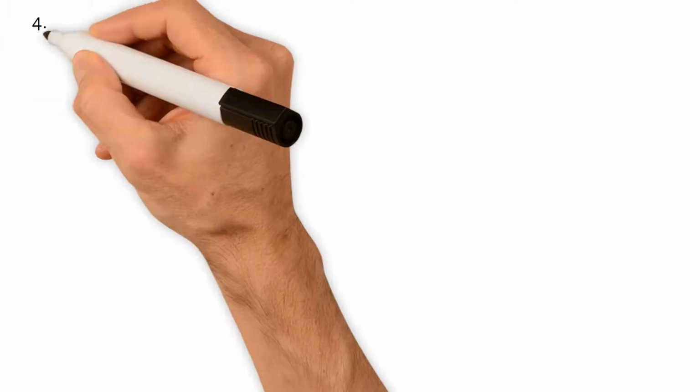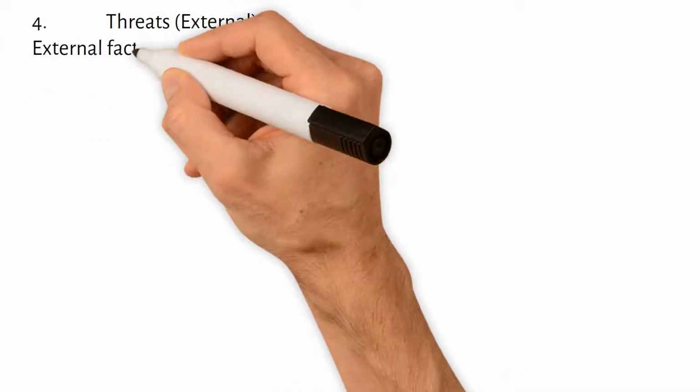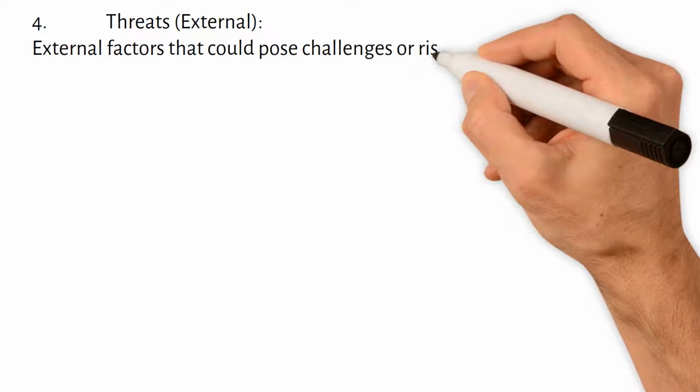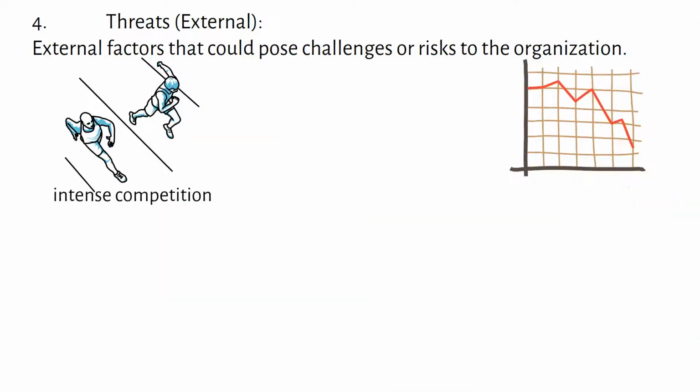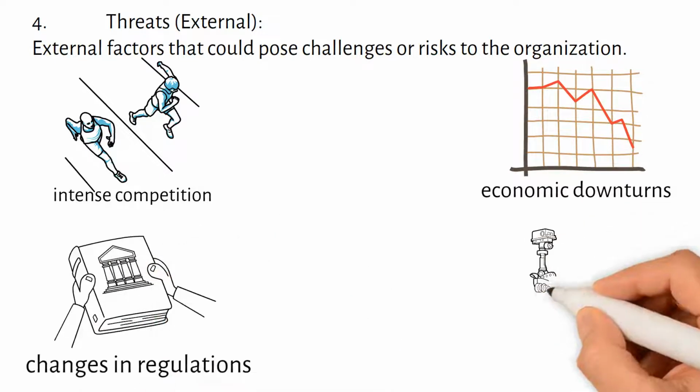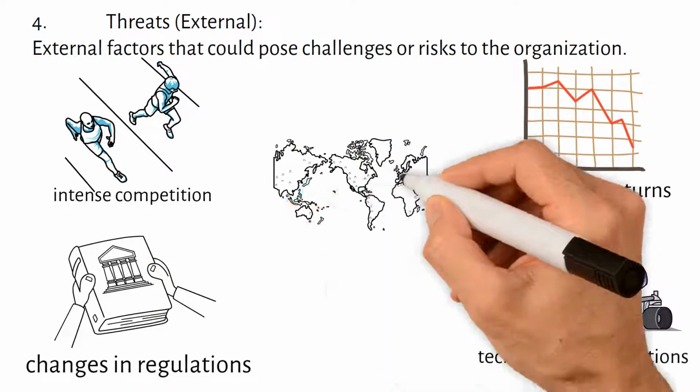4. Threats, external. External factors that could pose challenges or risks to the organization. Examples: intense competition, economic downturns, changes in regulations, technological disruptions, geopolitical uncertainties.